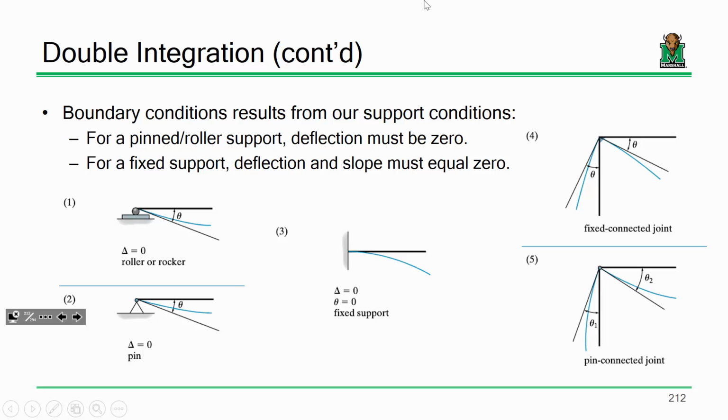This is a fixed support. This one's a little different. Instead of just deflection being 0, I propose that the slope is 0 as well. Here's my deflected shape, and look, not only it doesn't move up or down, but what's my slope right there? 0. So there's your boundary conditions. Make sense? Any questions?